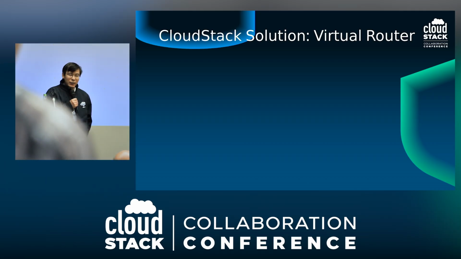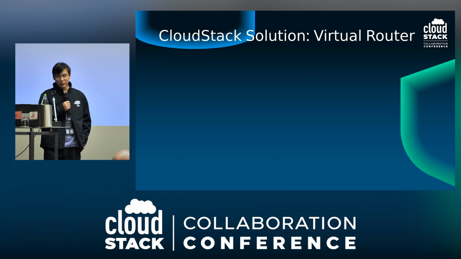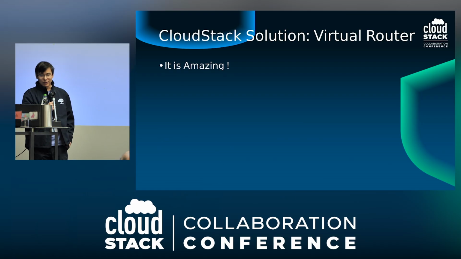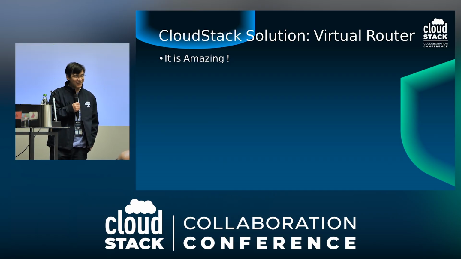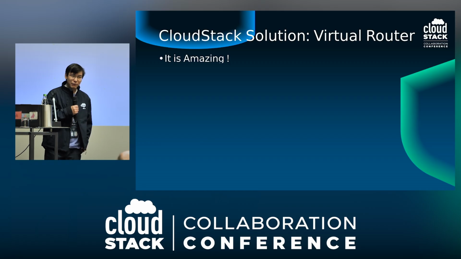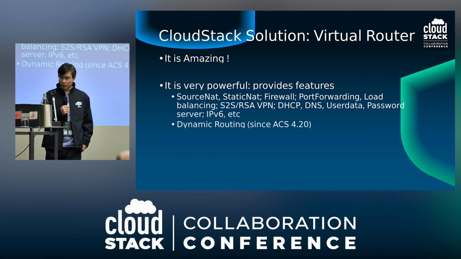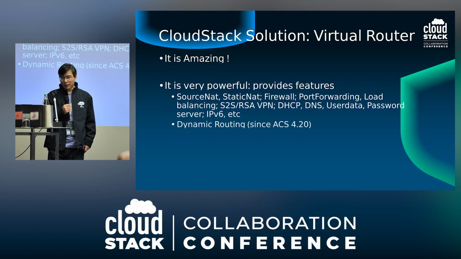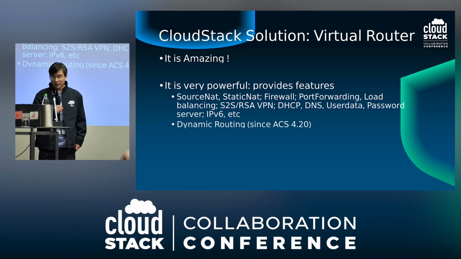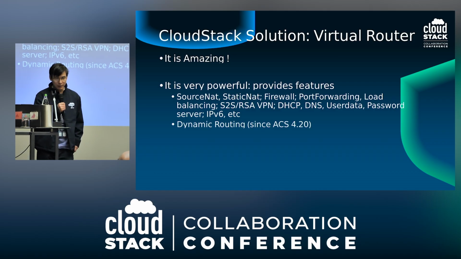In CloudStack, we have a native VNF solution, which is the Virtual Router, VR for short. In my point of view, it's amazing. Probably some of you have a different opinion, but in my opinion, it's amazing. It provides several network features, for example, source NAT, static NAT, firewalls, port forwarding, load balancer, site-to-site VPN, remote access VPN, DNS, DHCP, user data, password, IPv6, and last year in CloudStack 4.22, we also introduced dynamic routing.